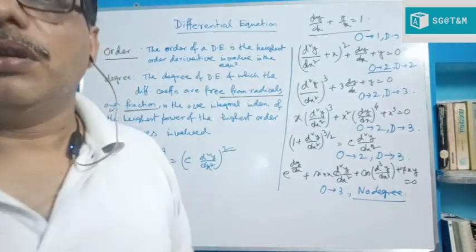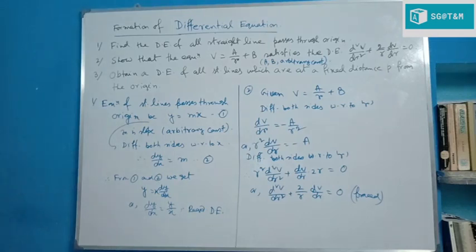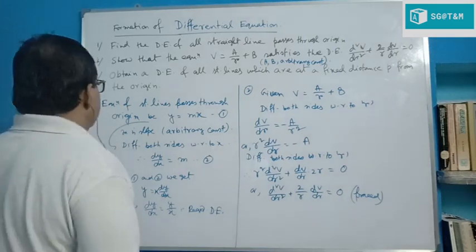Next we start formation of differential equation. Obviously ordinary differential equation, I repeat once again. Here we write 3 questions. First one: find the differential equation of all straight lines passing through the origin.